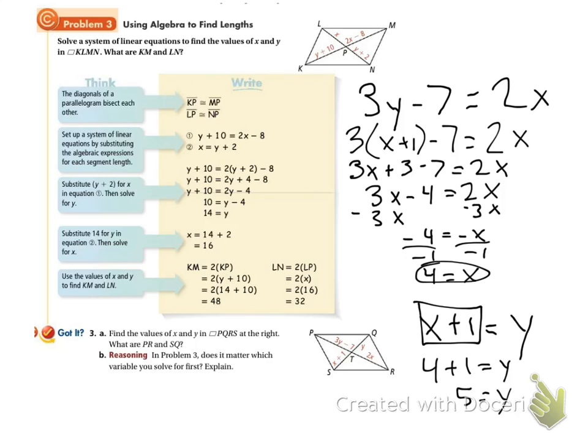So set up your two equations. Solve one of them for a variable. It happened to be that this one, my y, was already alone. And then plug it into the other equation and solve.